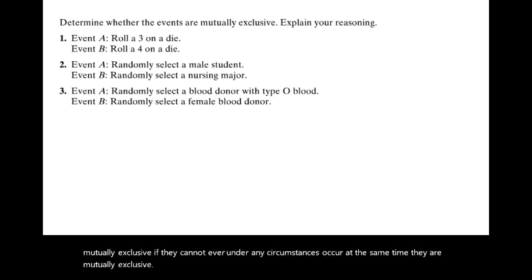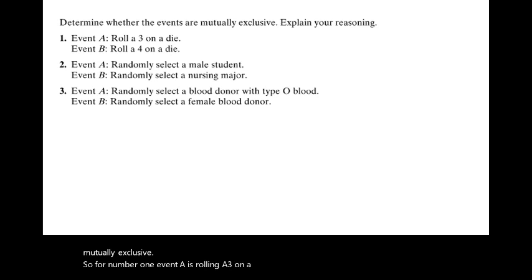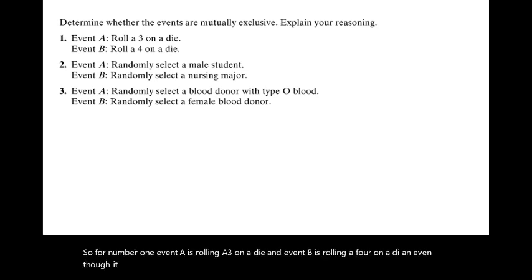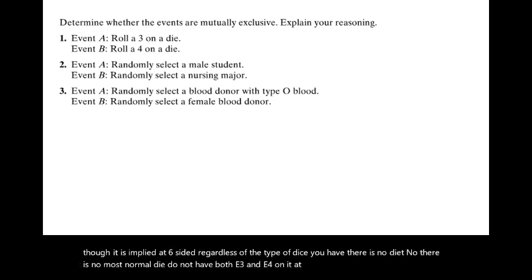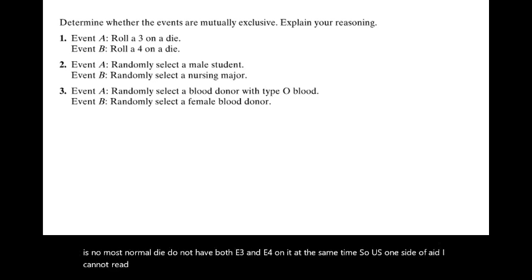For number 1, event A is rolling a 3 on a die, and event B is rolling a 4 on a die. Even though it is implied it's six-sided, regardless of the type of die you have, most normal dice do not have both a 3 and a 4 on it at the same time. One side of a die cannot read 3 and 4 at the same time. Because these two events cannot occur at the same time, they are mutually exclusive.